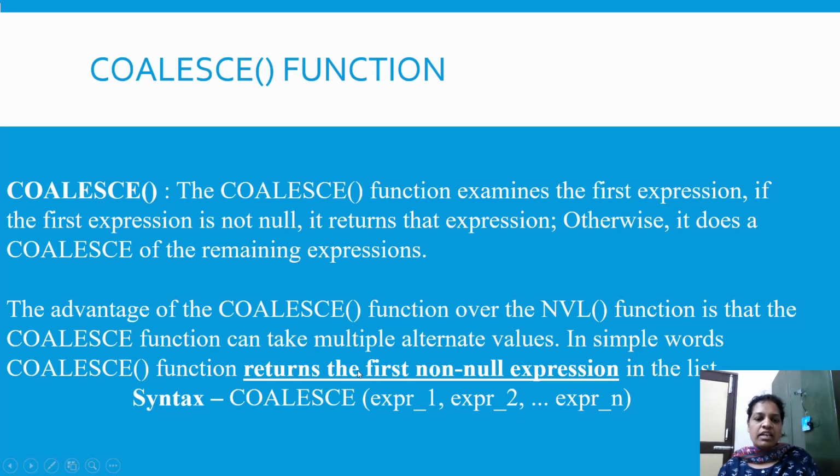The syntax is given: expression 1, expression 2, and up to expression n. If the first expression is not null, then this value is returned. If it is null, it goes to the second expression. Likewise, it returns the first non-null expression. If expression 3 is not null, then it returns that value.